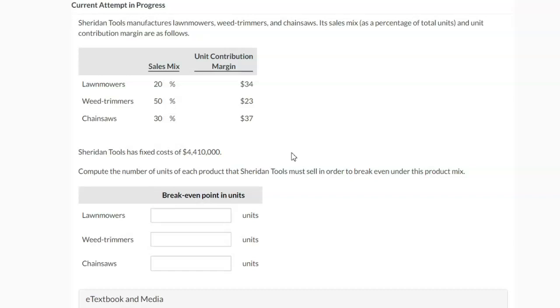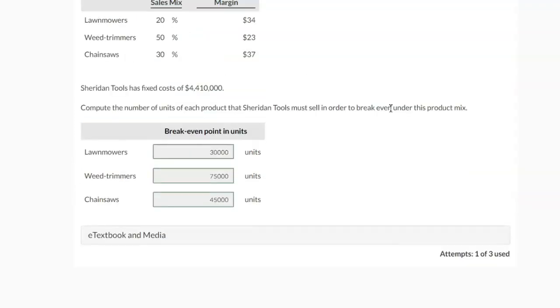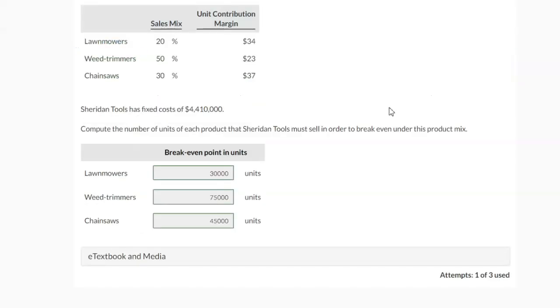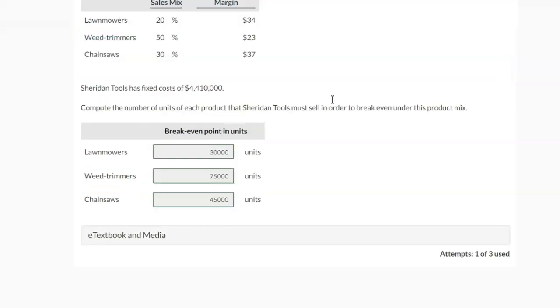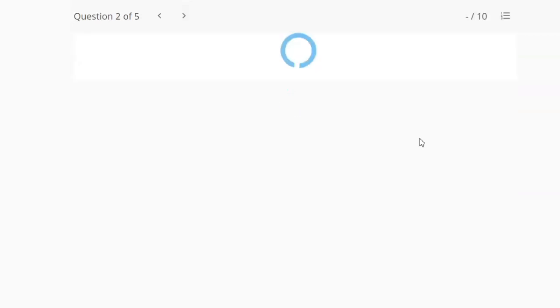Then we have to multiply 150 by the 0.2 percentage. Exactly. 30. Yes. Exactly. How much will be weed trimmers? 50%, so that is 75. Okay, and how much will be chainsaws? There you go. Good. I'm sorry, I was thinking ratios. We got it right. Okay, move on then. Any questions? No? All right, number 2. We got 10 out of 10 on that one.